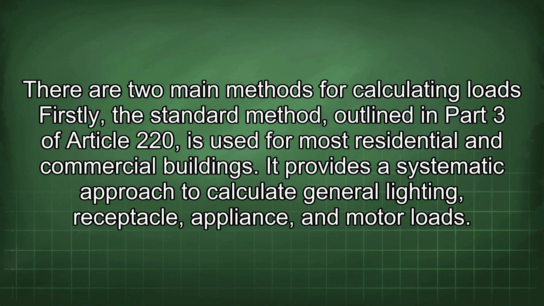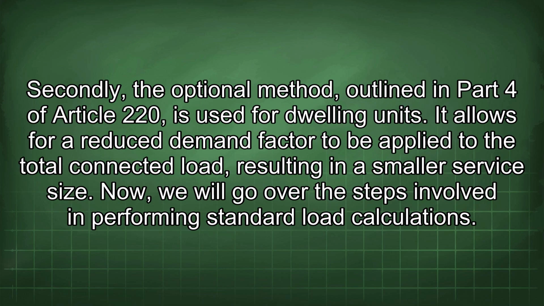There are 2 main methods for calculating loads. Firstly, the standard method, outlined in Part 3 of Article 220, is used for most residential and commercial buildings. It provides a systematic approach to calculate general lighting, receptacle, appliance, and motor loads. Secondly, the optional method, outlined in Part 4 of Article 220, is used for dwelling units. It allows for a reduced demand factor to be applied to the total connected load, resulting in a smaller service size. Now, we will go over the steps involved in performing standard load calculations.